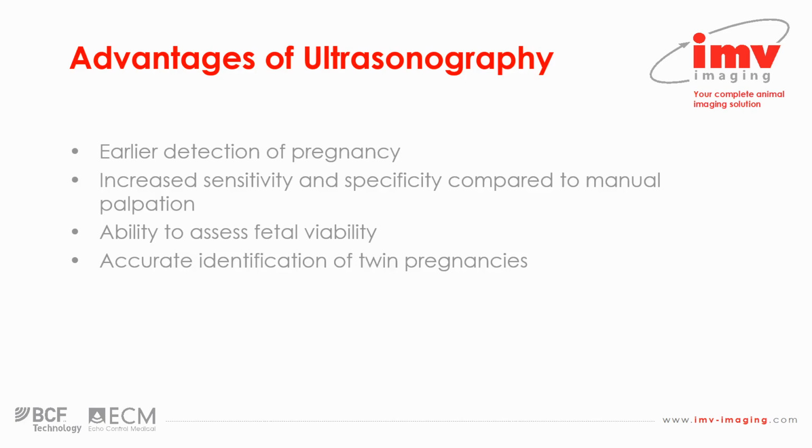So with ultrasonography, you're able to get earlier detection of pregnancy compared to manual palpation, and with increased sensitivity and specificity. There used to be some suggestion that ultrasonography was more safe than rectal palpation, but the wealth of evidence now seems to suggest that in fact that's not the case, assuming similarly experienced operators in both cases. You get an ability to assess fetal viability, and we'll talk about that a little bit later on. And you can accurately and reliably identify twin pregnancies, again assuming a certain level of experience and care from the operator.